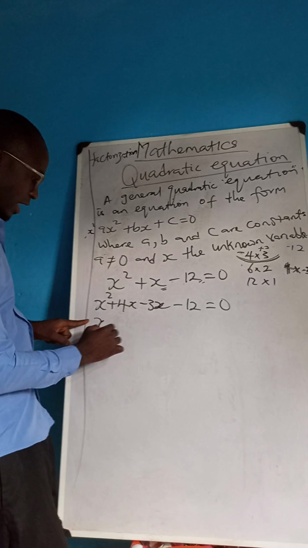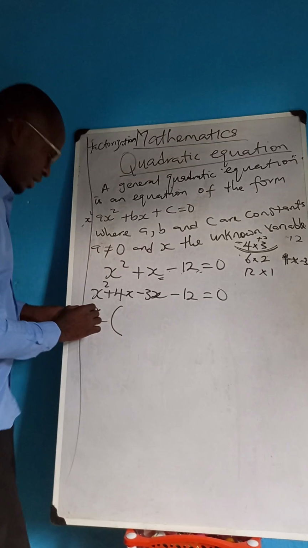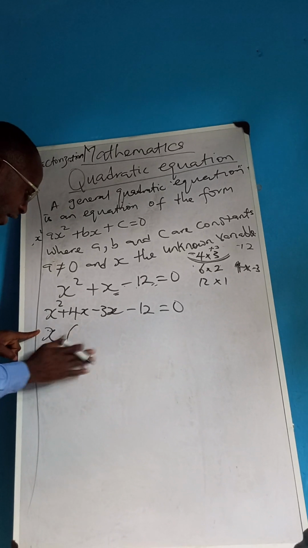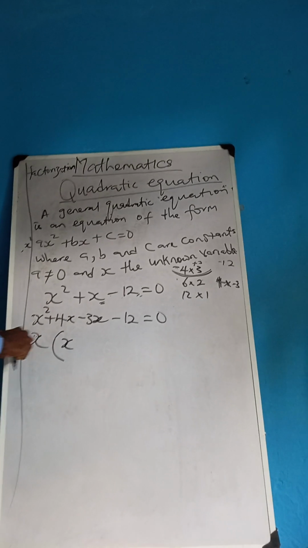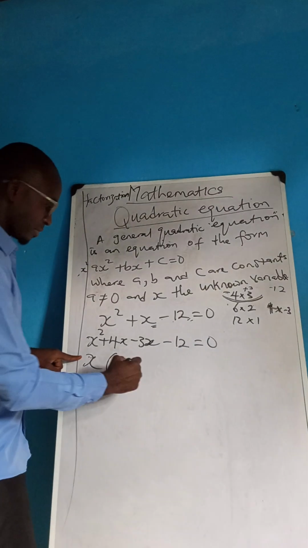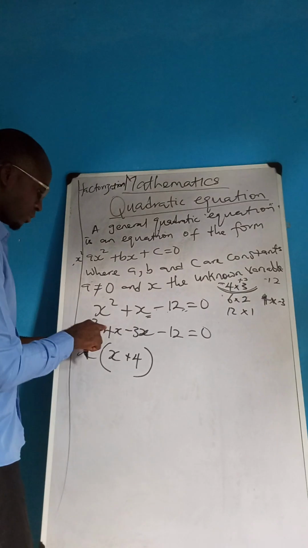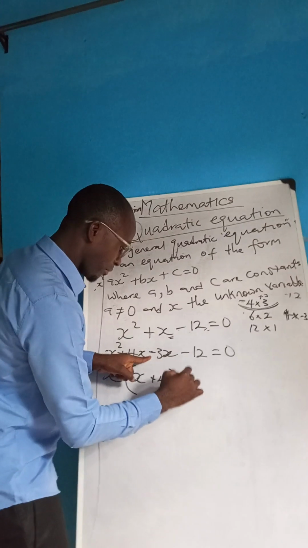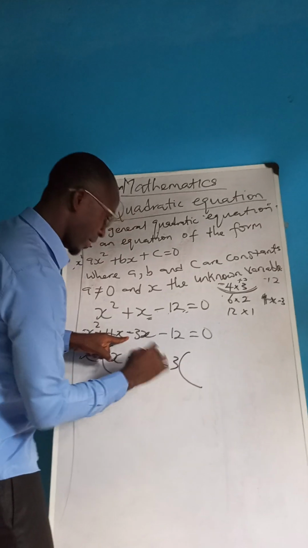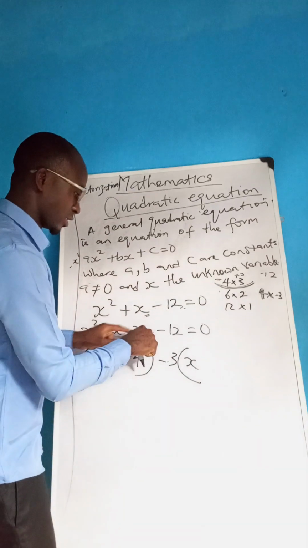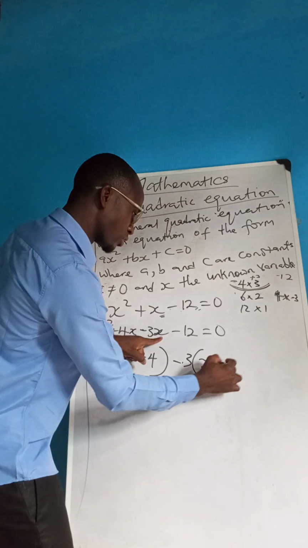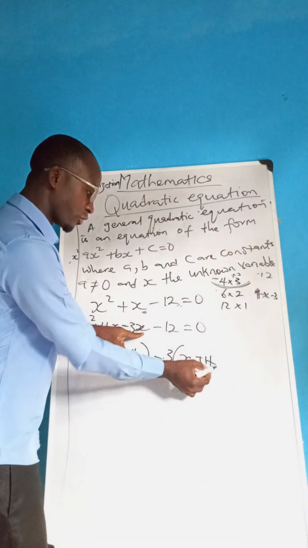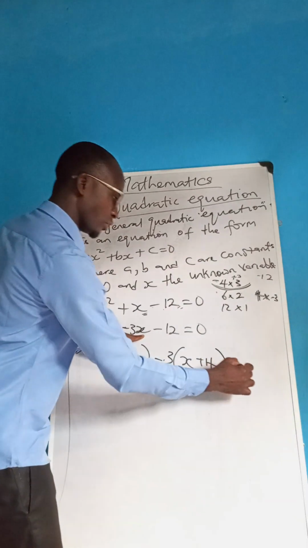That will give us what? x bracket x. Sorry, here will be x times x. We are going to look for this. x times x will give us x squared. x times plus 4 will give us plus 4x. Now look at this part. We have minus 3. Minus 3 times x will give us minus 3x, while minus 3 times plus 4 will give us minus 12 equal 0.